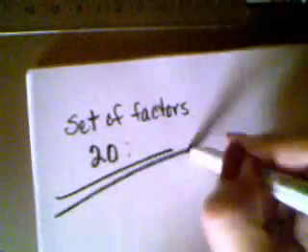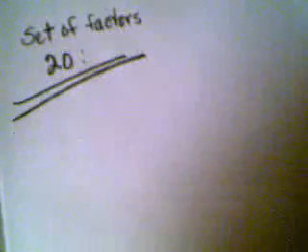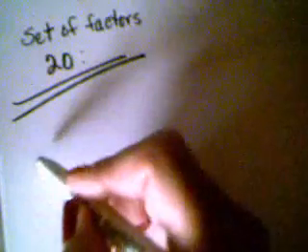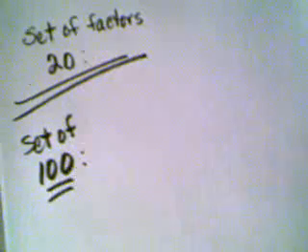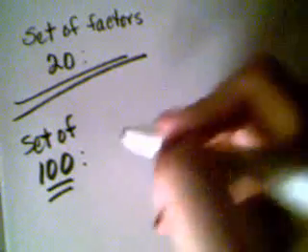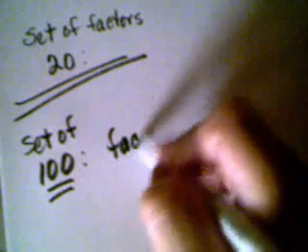Now, I want to go on to say to you, let's say that you were asked to show the set of factors of 100. There are going to be a lot of factors, and so remember that factors come in pairs.